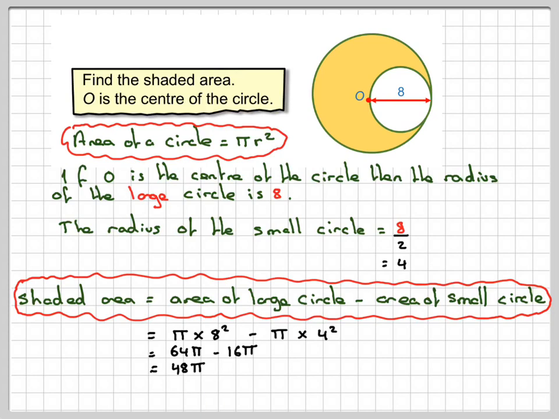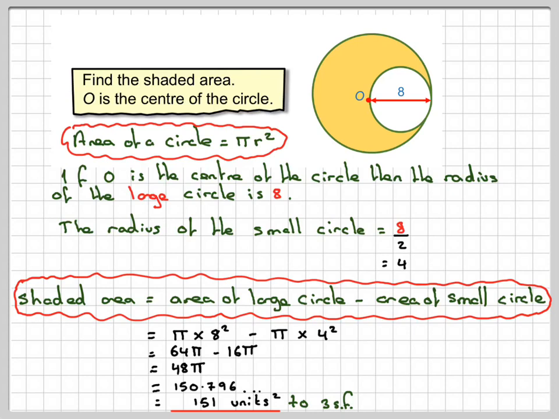On a calculator, 48 pi is 150.796. That 7 will make that 0 become a 1. So we get a final answer of 151 units squared to 3 significant figures.